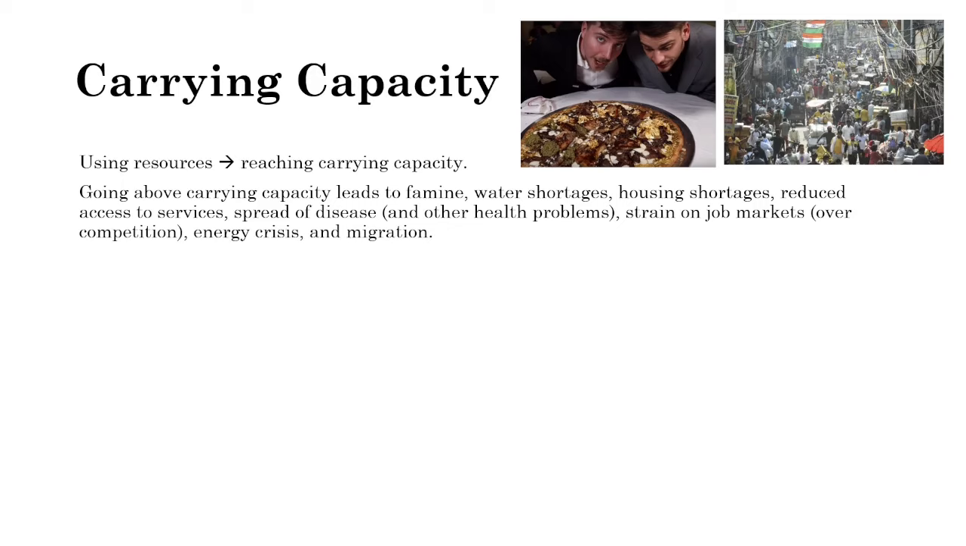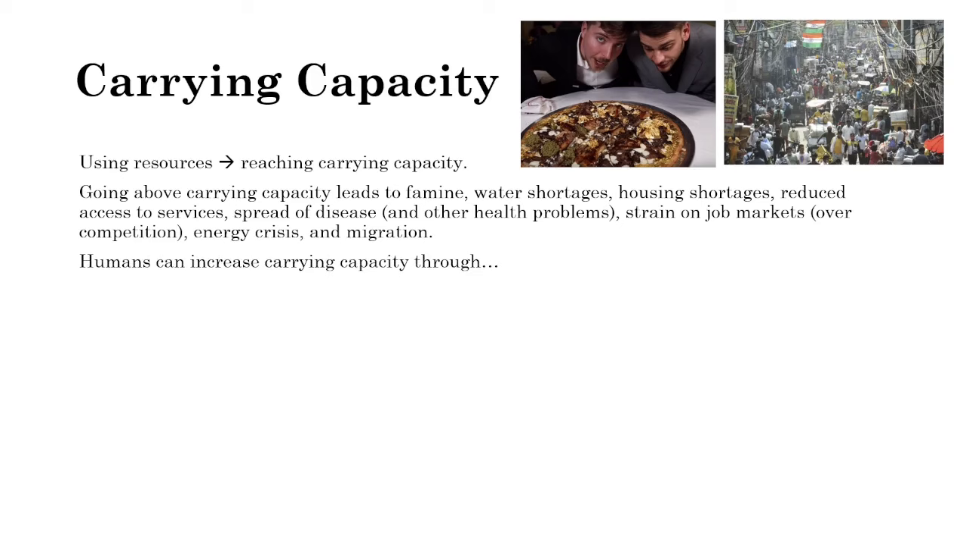Look at how many people are here in this town in India. There's just so many people. You're going to spread a common cold or COVID very, very quickly, leading to a bunch of health problems. There could be strain on job markets from all the competition. There could be an energy crisis because you had to support this many people. Imagine the electricity that this city has to supply. There's also going to be a lot of migration away from the city as well.